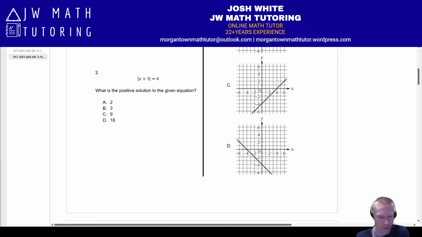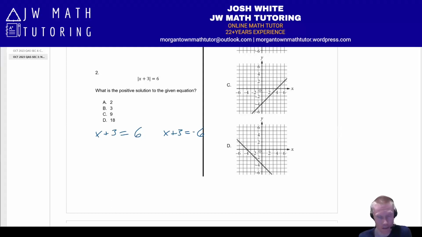Next, we have an absolute value equation here. So the way you would typically solve an absolute value equation is you set up two different equations. The first one looks like the original, just no absolute value signs. The second one looks the same on the left side, but you make the right side opposite, or in this case, negative 6. Then you solve each of them and you technically get two answers. However, this one only wants the positive solution. So if you notice, once we solve the first one, we get x equals 3, which is the positive solution. So correct answer is going to be B. We don't have to bother solving the other equation to get the negative solution.